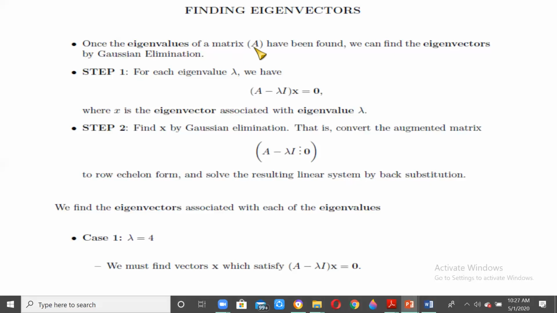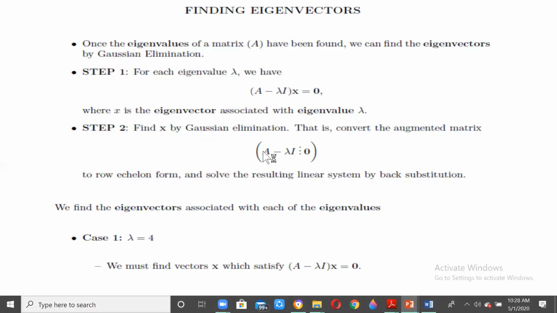So once the eigenvalues of the matrix A have been found, we can find the eigenvectors by means of Gauss elimination. So in step 1, now that the eigenvalues have been found, we need to find the eigenvectors. For each eigenvalue lambda, we have A minus lambda I times x equal to 0, where x is the eigenvector associated with the eigenvalue lambda. So step 2 is to find x by Gaussian elimination, that is, convert the augmented matrix.